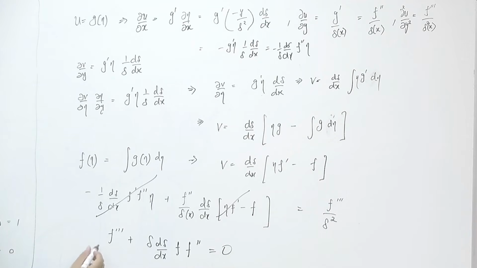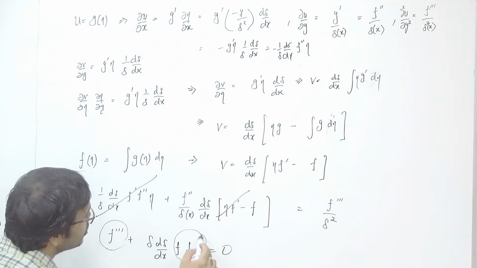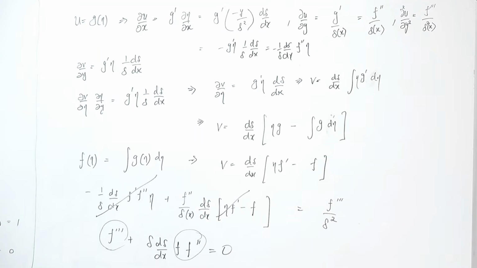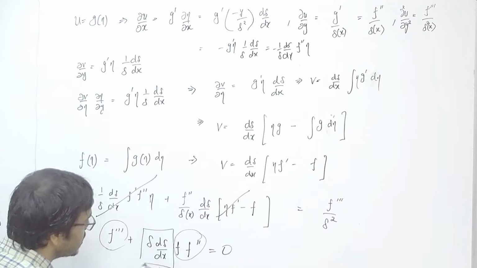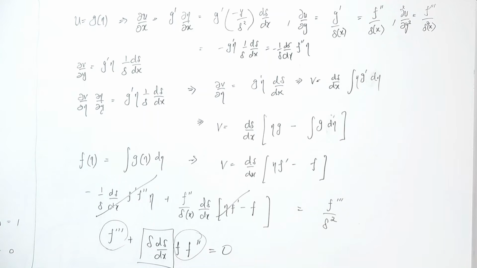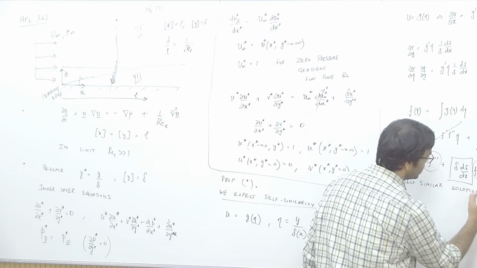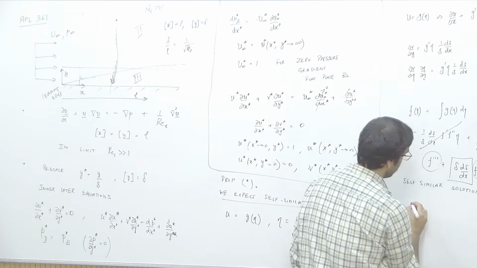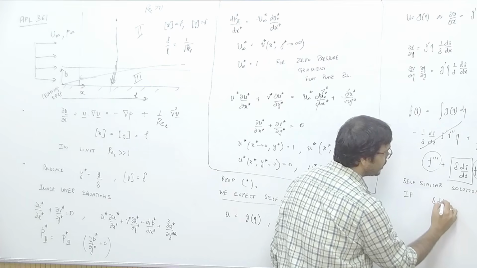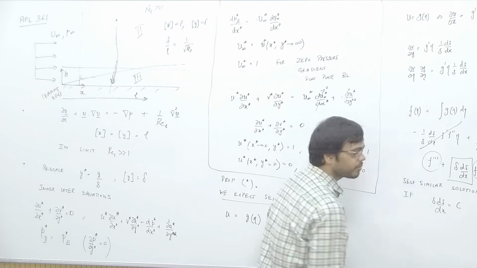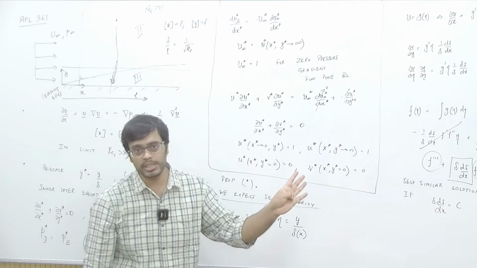Okay. Now notice this is purely a function of eta. F triple prime is purely a function of eta. F double prime is also purely a function of eta. The only way this equation can be an ODE is if this is constant, or in other words, the only way our self similar solution exists is if delta d delta over dx is some arbitrary constant. That is the only way this equation is an ODE.